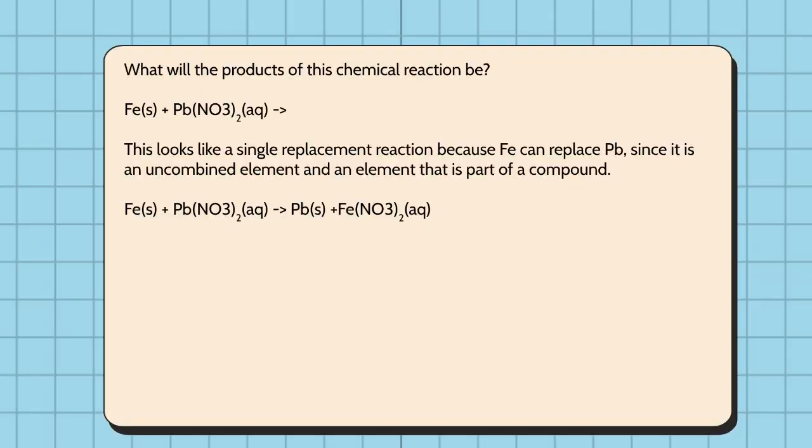What will the products of this chemical reaction be? Fe plus PbNO3. This looks like a single replacement reaction because Fe can replace Pb, since Fe is an uncombined element and Pb is an element that is part of a compound. Making this a single replacement reaction would make it Fe plus PbNO3 yields Pb plus FeNO3.